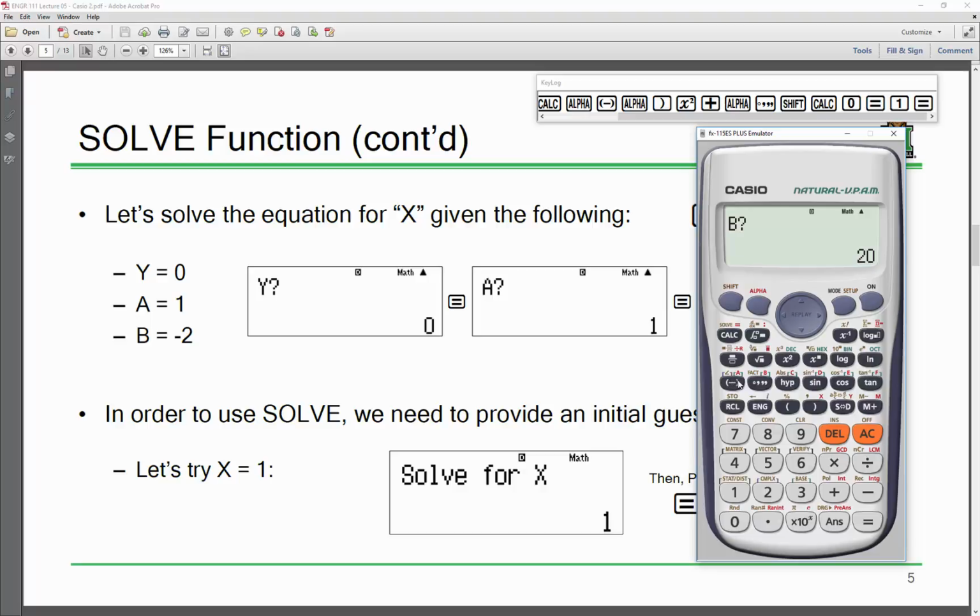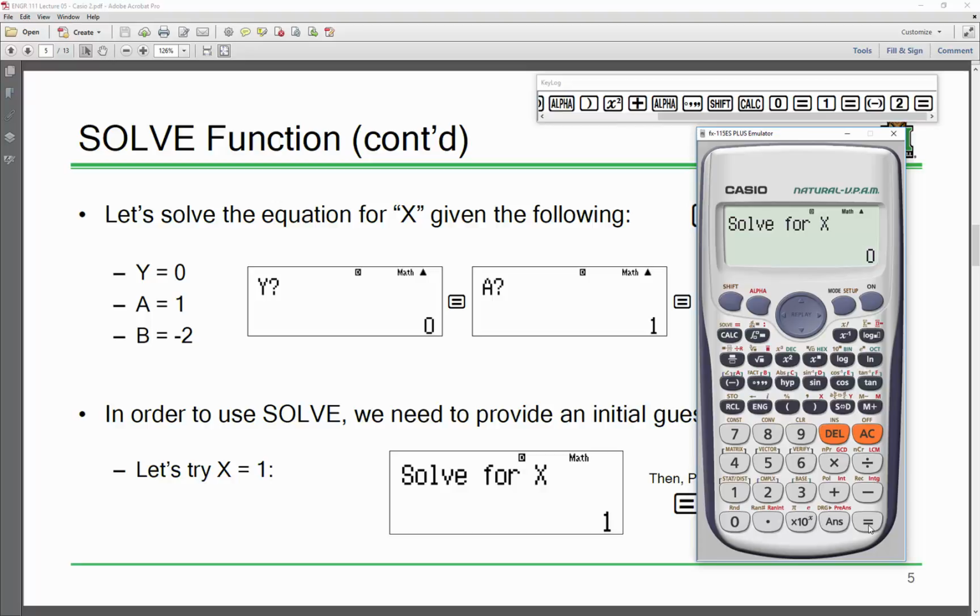Now to input a negative number, we don't use the minus sign. We use this negative sign right here above recall, so -2. The minus sign is actually an operation, taking two numbers and combining them together. If you put the minus sign, the calculator really wouldn't understand what's going on because it's looking for a single number. So make sure you're using the negative sign when you're dealing with negative values. So we've got y equals 0, a equals 1, b equals -2. We hit enter and then solve for x.